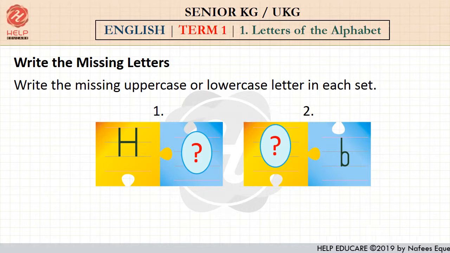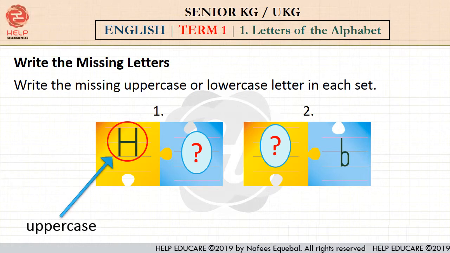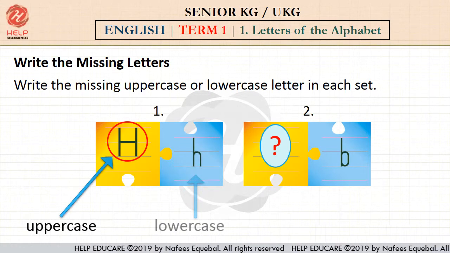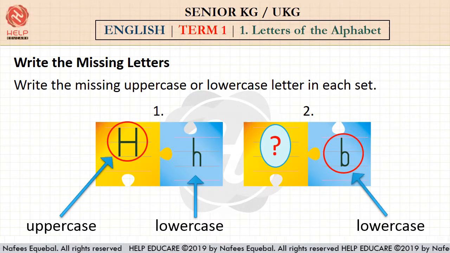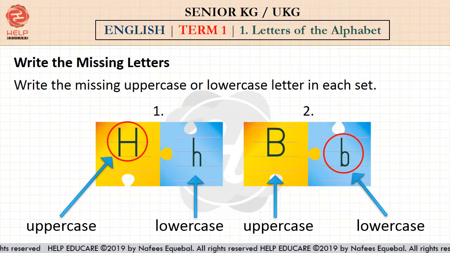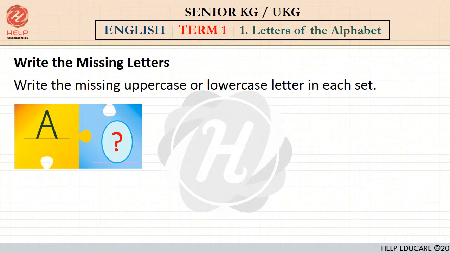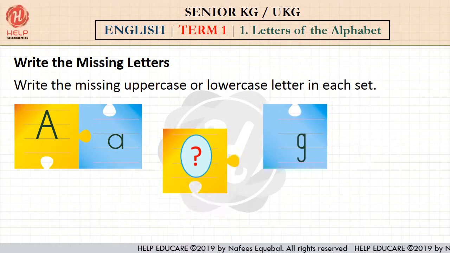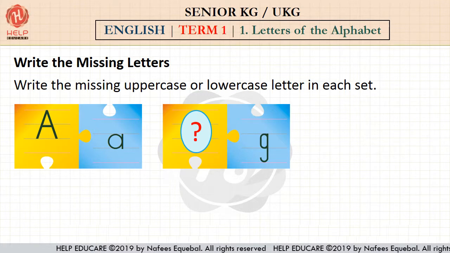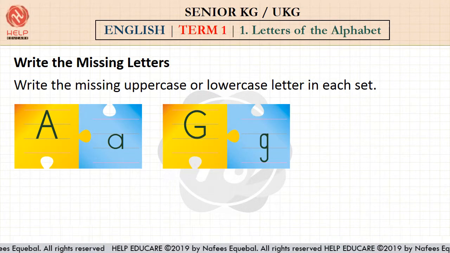Look at the example. In first set, letter H is given in uppercase. So, the missing letter will be letter H in lowercase. Similarly, in second set, letter B is given in lowercase. So, the missing letter will be letter B in uppercase. In this set, letter A is given in uppercase. So, the missing letter will be letter A in lowercase. Here, letter G is given in lowercase. So, the missing letter will be letter G in uppercase.